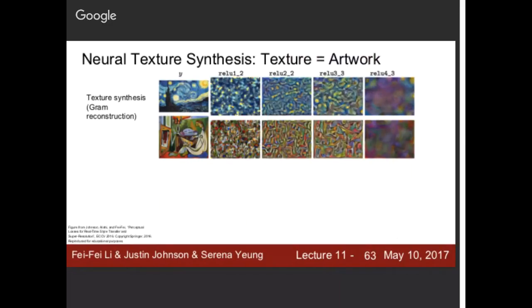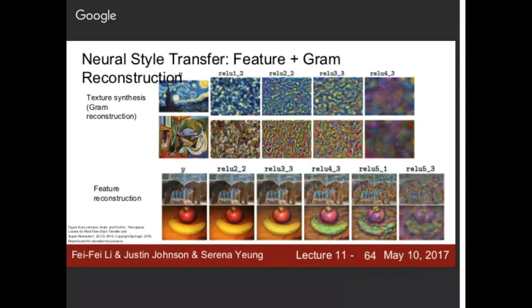So this idea can be applied. What you want here is to get some form of texture out of the artwork, and we can combine this with the feature matching in feature inversion to get this new thing called neural style transfer, which the child will explain.